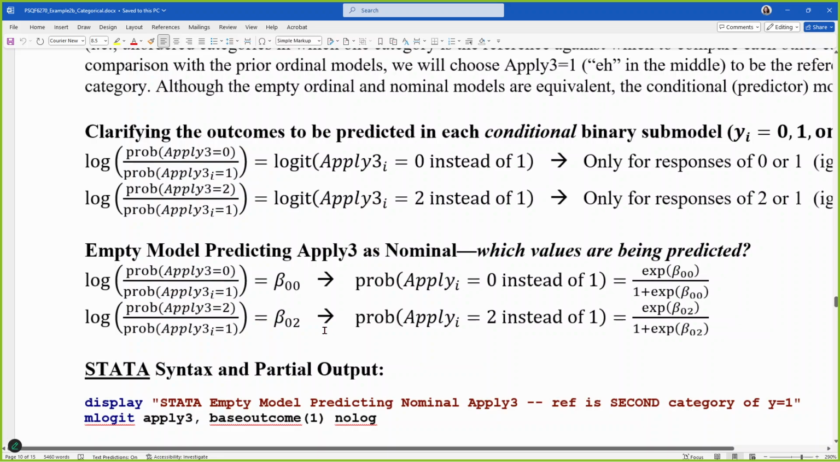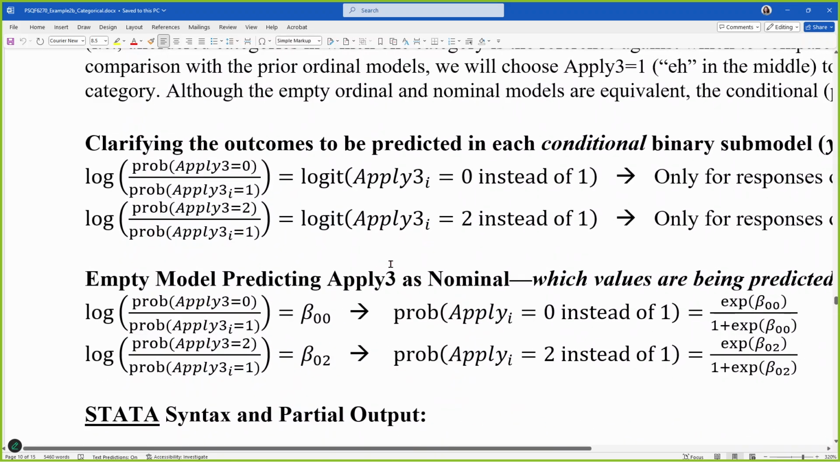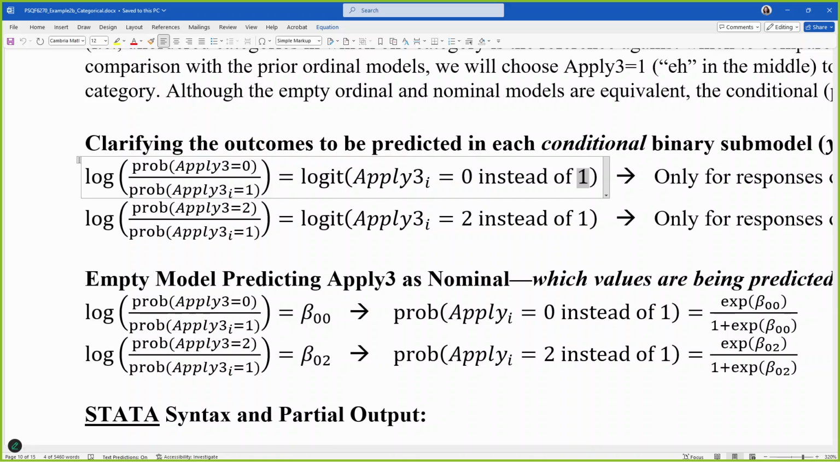So for the first submodel, I am picking 1 as my reference, the middle one. That may sound weird, but to me it makes more sense to think about 0 versus 1 as one step, and then 1 versus 2, as opposed to 0 versus 2. That one is less interesting to me.